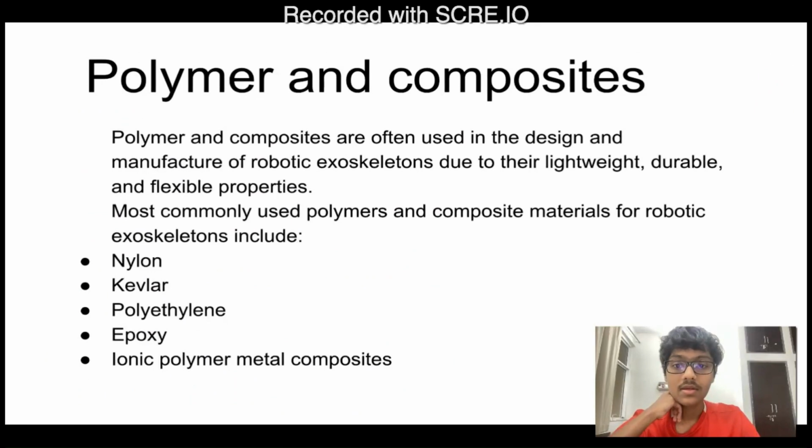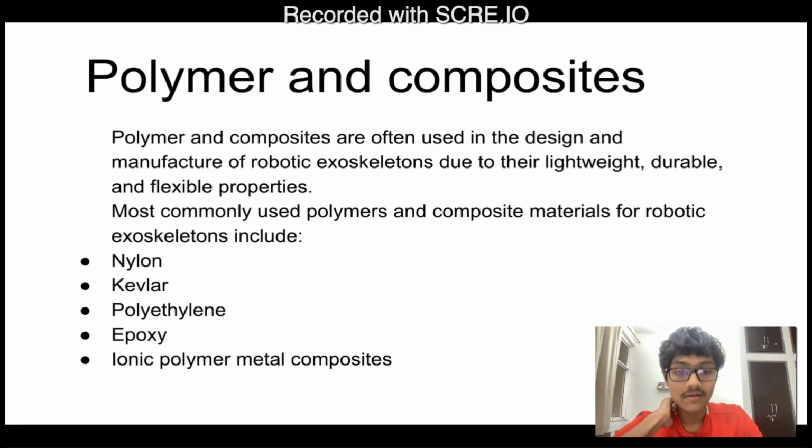So, hello everyone, my name is Swayam, and today we'll talk about the role of polymers and composites in robotic exoskeletons. First of all, why should we prefer polymers and composites over other traditional materials like metals? The answer is because they are cheaper, they have more chemical and moisture resistance, and they can have the desirable properties that we need.